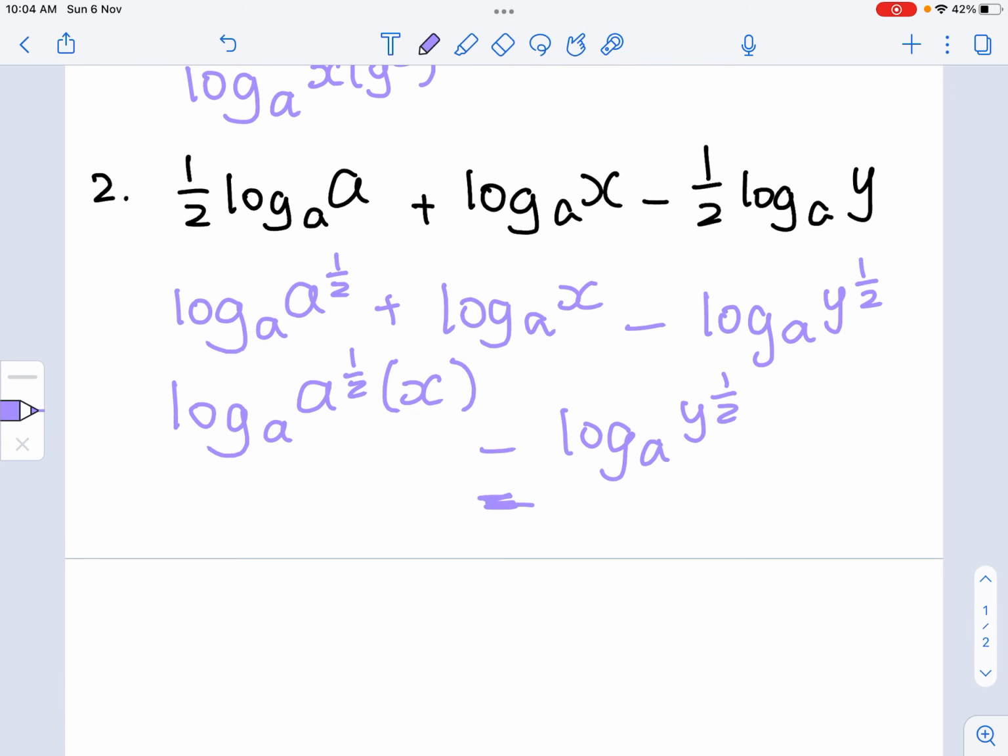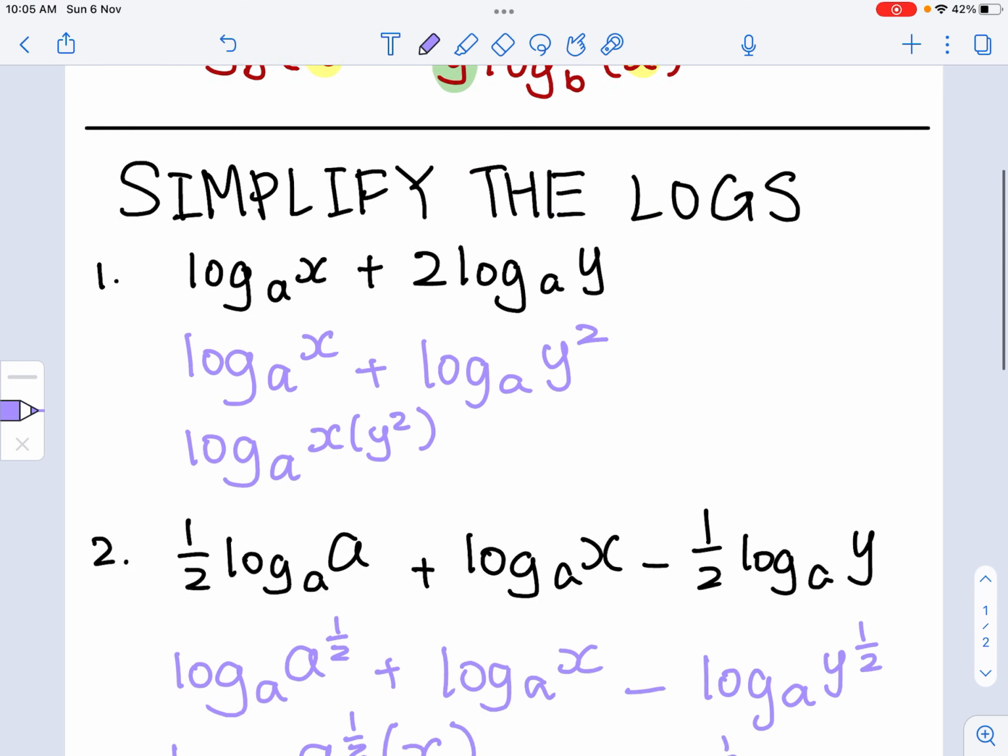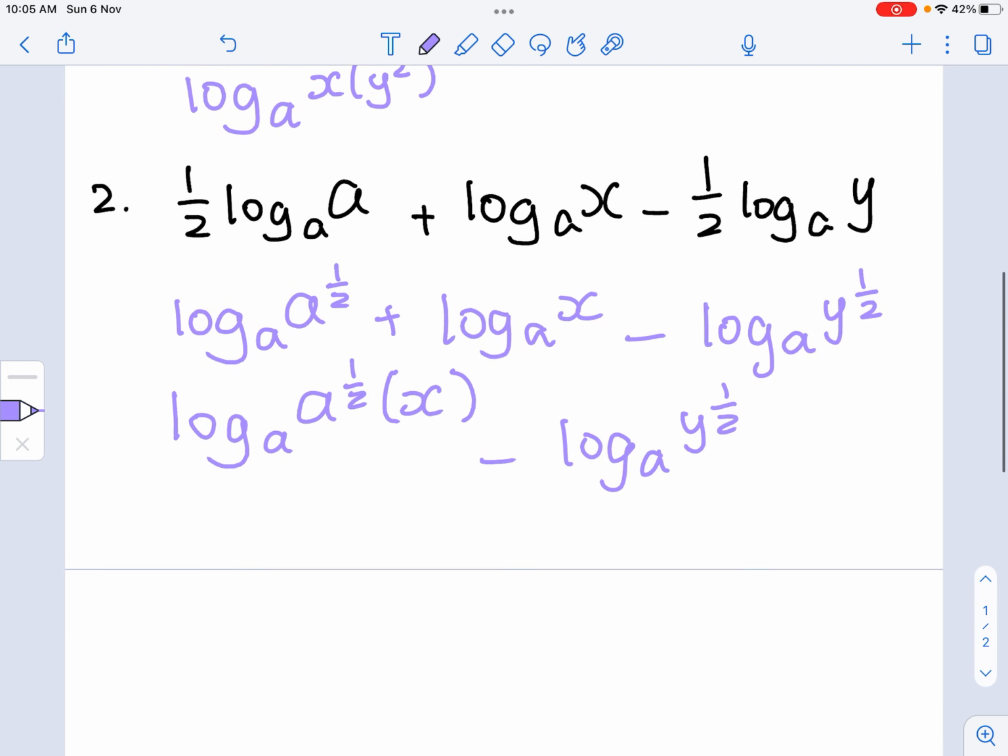Now here we have a minus sign, and the minus sign means that we want to use the quotient property. So the first one divided by the second one. So we have log a of a to the power of 1 over 2 times x, divided by y to the power of 1 over 2.